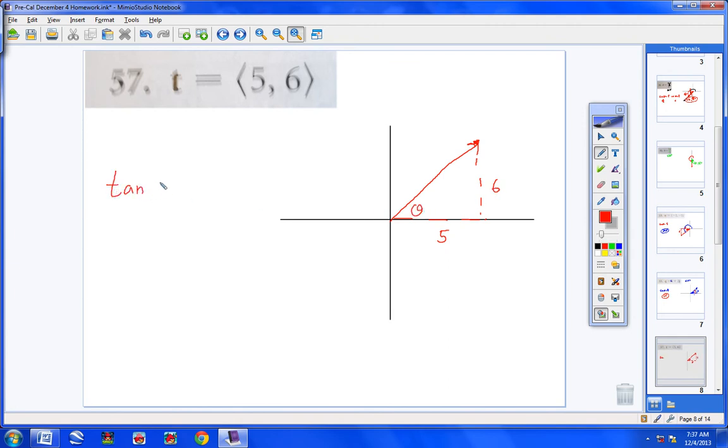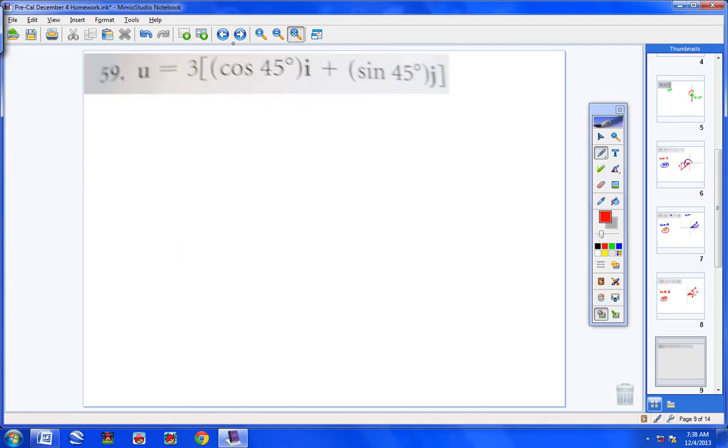Tangent of theta equals opposite over adjacent. So with your calculator, inverse tangent, because you're looking for an angle, of 6/5 would give you 50.1, or we would just say 50 degrees. Now you start here and you rotate up, so the direction angle would be 50 degrees. Alright, not too bad, guys. Actually pretty simple.